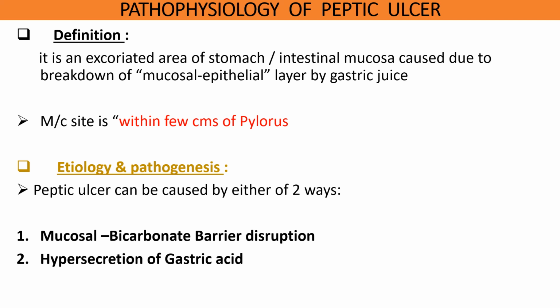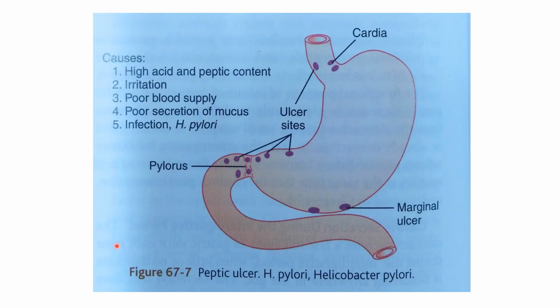What is the etiology and pathogenesis of peptic ulcer? A peptic ulcer can be caused in two ways. One is mucosal bicarbonate barrier disruption, that is the destruction of the protective mucosal bicarbonate barrier, or due to hypersecretion or excessive secretion of gastric acid. Both of these can lead to the development of peptic ulcers. Here in this diagram, you can see the most common sites for the development of peptic ulcer. It is mostly seen around the pyloric antrum and around the lower esophageal sphincter.